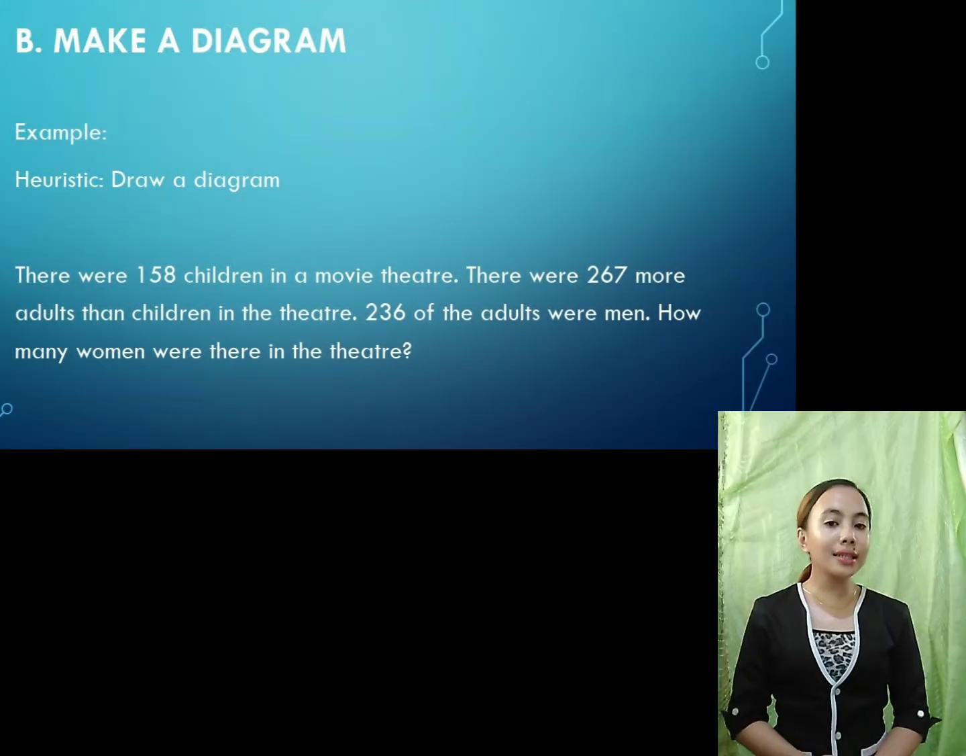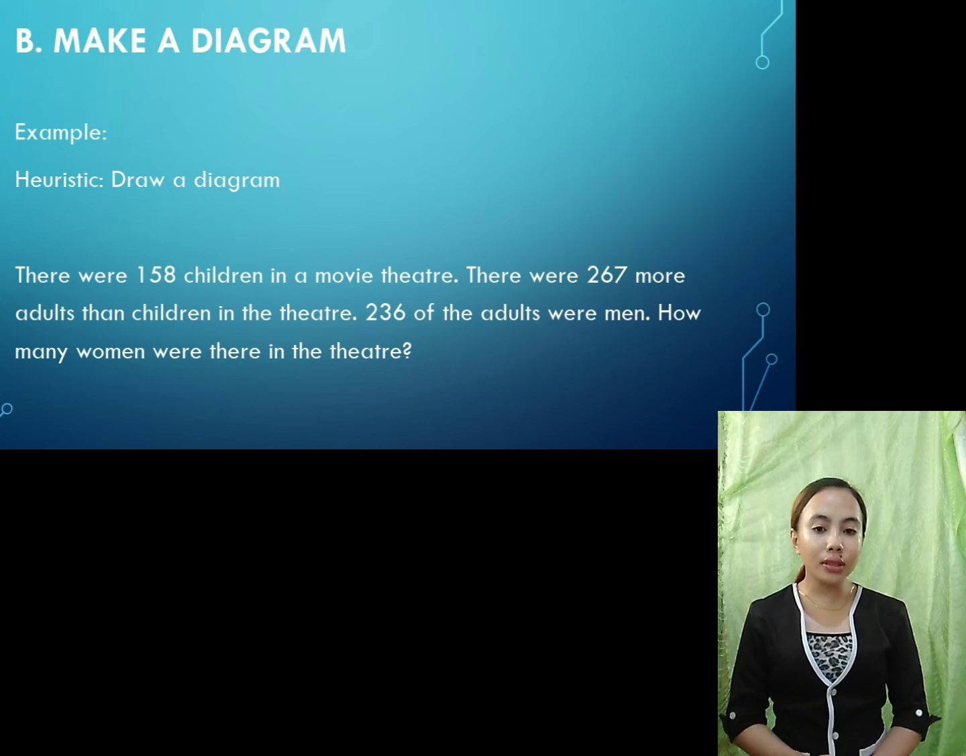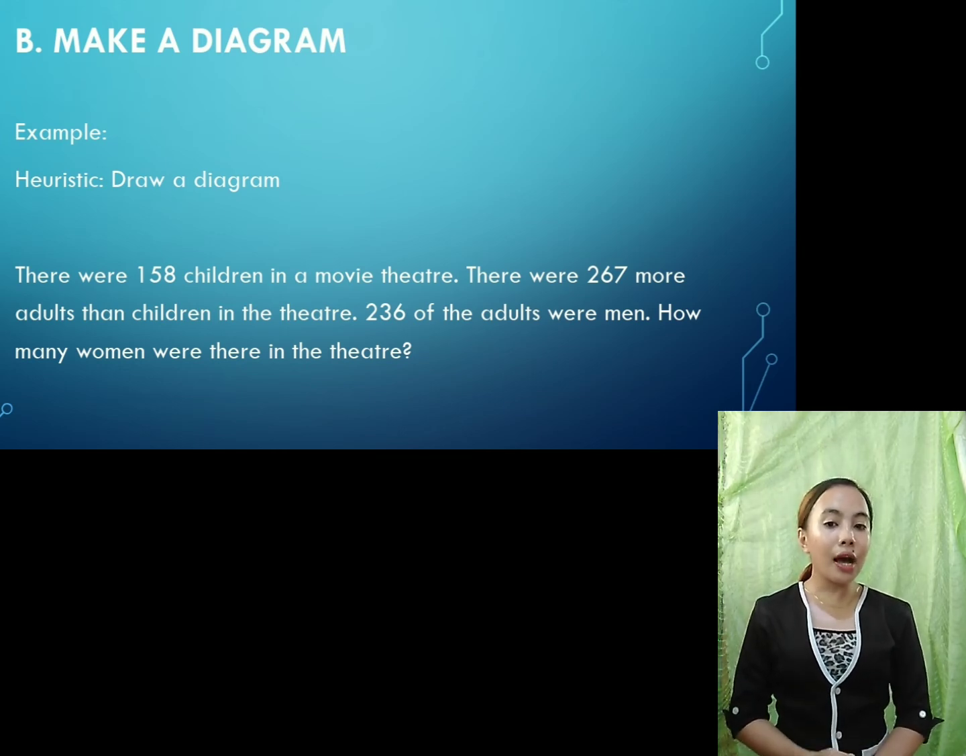And now we are done with searching for patterns and formulating conjectures. So now, let's proceed and make a diagram. This is the example: draw a diagram. The second example is: there were 158 children in a movie theater. There were 267 more adults than children in the theater. 236 of the adults were men. How many women were there in the theater?